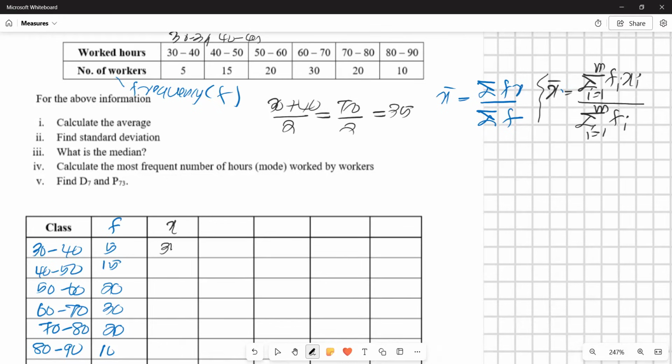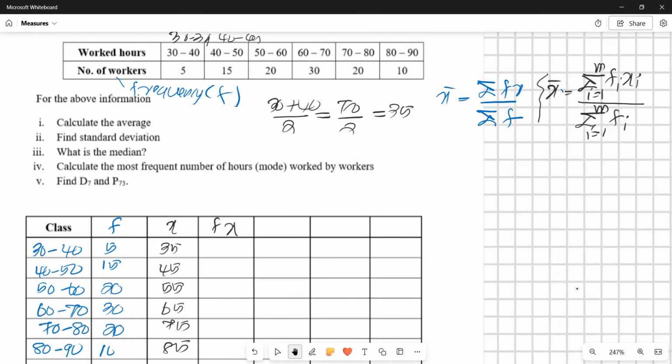This is 35. Next one, 45. Next one, 55. Next one, 65. Next one, 75. Next, 85. Right? Then I need to get sigma fx. So we form the fx column. Multiply using calculators. You have to use calculators, right?